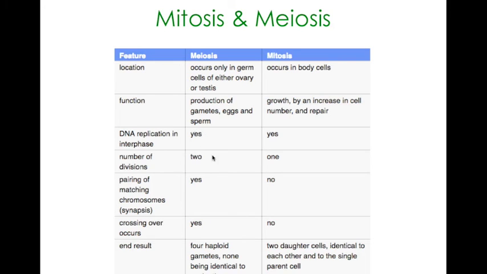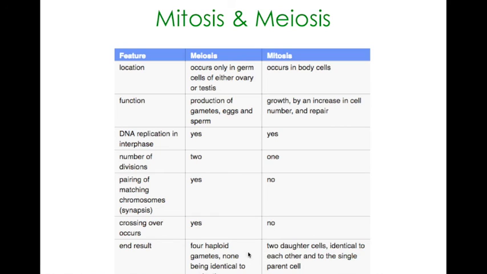The number of divisions, however, is different. Meiosis will undergo 2 rounds of divisions. Mitosis will only undergo 1. And there is a matching or pairing at synapsis, which allows them to divide at the end of meiosis round 1. There is no pairing of matching chromosomes in mitosis. Crossing over will occur in meiosis, but not in mitosis. If it did, you would have a lot of problems because every time your body tries to repair itself, it creates a different cell from what it was before, which is not ideal, right?